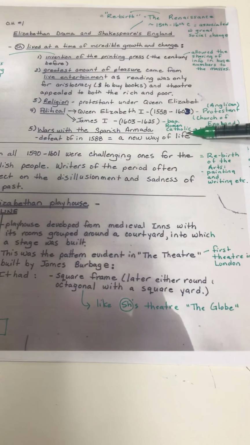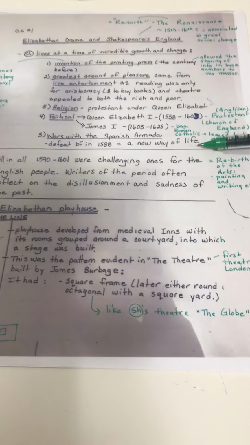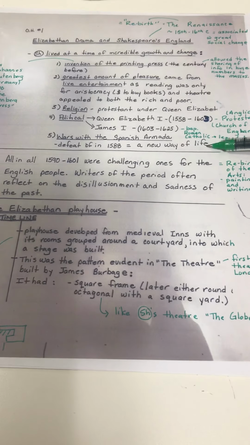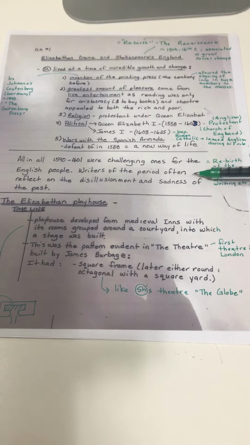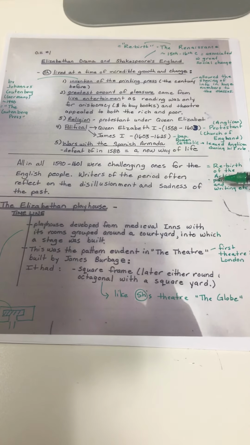Certainly things like painting. People had the free time now to paint or to write. And we see that this was definitely the case here with Shakespeare. He found the time to do a lot of writing. And so to recap here, all in all, 1590 and 1601 were challenging times for the English people.